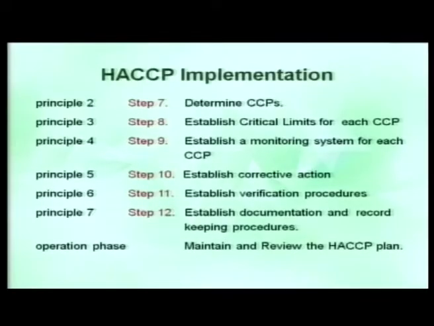The next step, principle 2, means that now you have a list of your hazards, and you need to determine the CCP. CCP is the critical control point. You have a list of mitigations and controls which you identified from principle 1. Now out of these 10 control points, you need to identify which one is the most critical. There is a way to identify it, which we are going to learn in the coming slides.